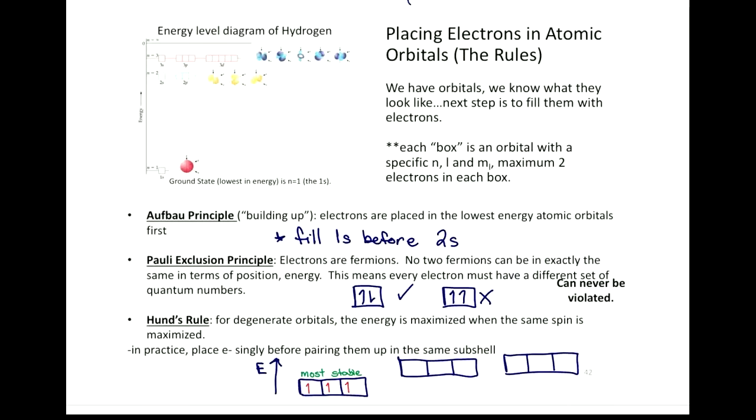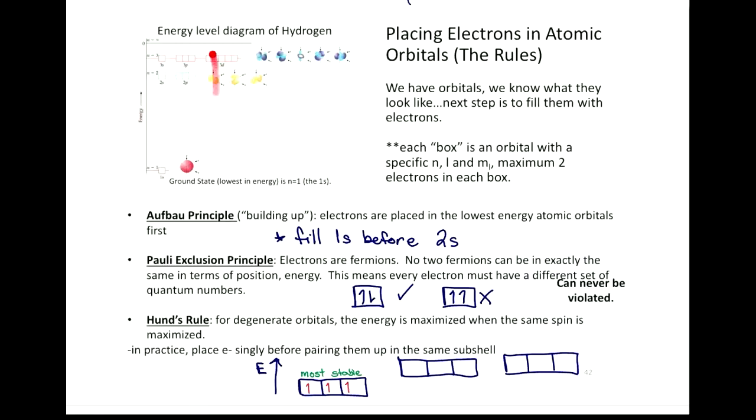So we have the boxes. We should understand that orbitals are these boxes. They have shapes. They indicate how far away the electron is from the nucleus and what shape, what volume of space you'll find that electron in. So now the idea is let's put electrons in those boxes, in those orbitals.